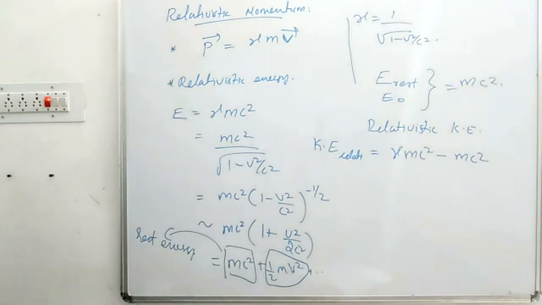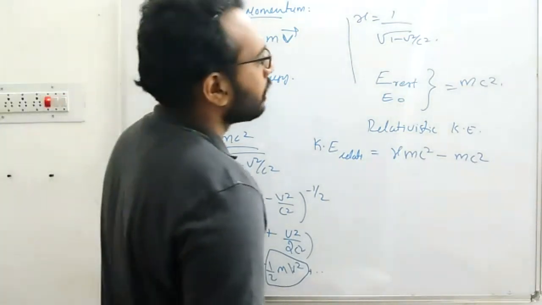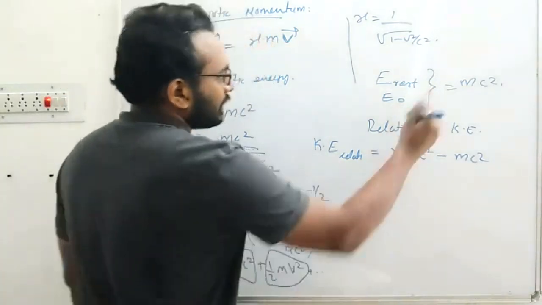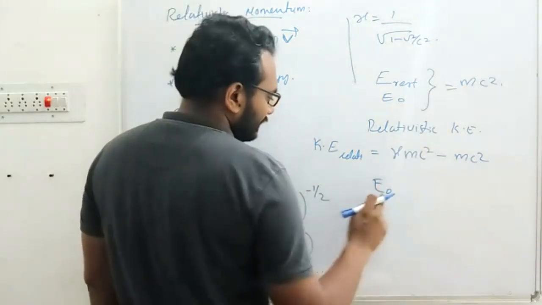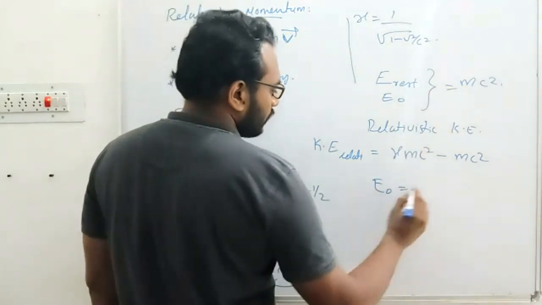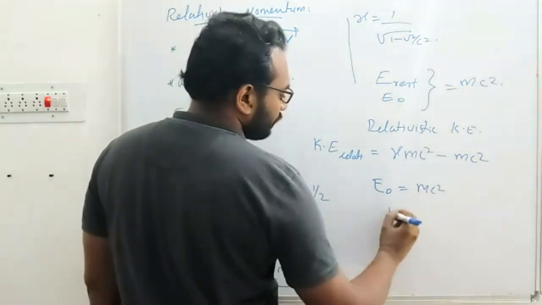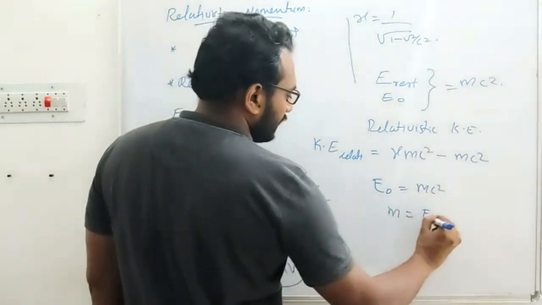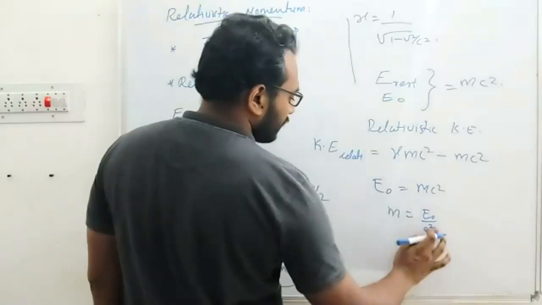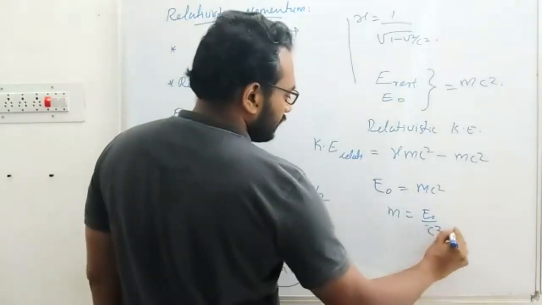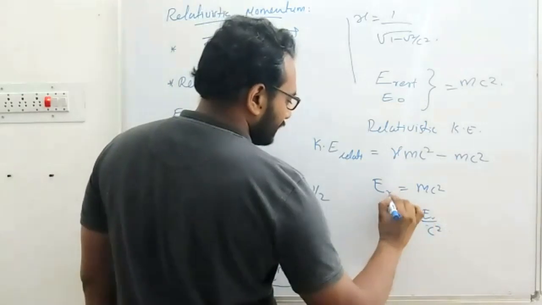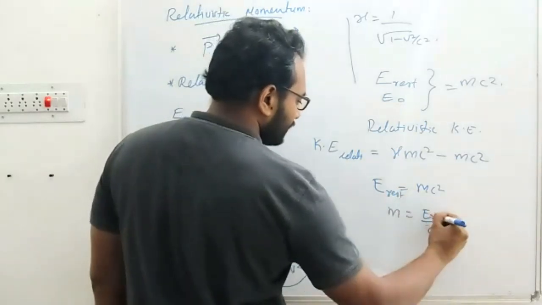Is this fine? This can be asked sometimes. Now, this is a good thing. We see that E rest, this 0 means that it's at rest, E0 or E rest is equal to mc square. This is the definition for mass actually. Mass equals E0 divided by c square, or E rest. I'll write it as rest just to emphasize this.